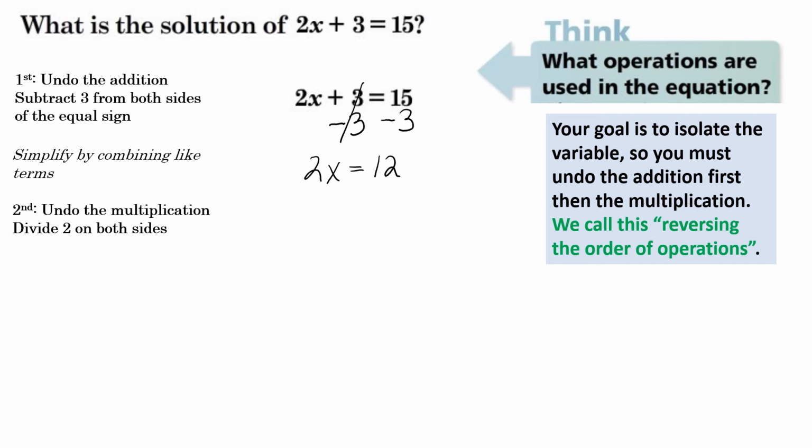The next step is to undo the multiplication. We have to isolate the x by getting rid of the 2. So we're going to divide this by 2. And then again, we're going to simplify. So then the 2's cross off, we're left with x equals 12 divided by 2 is 6.